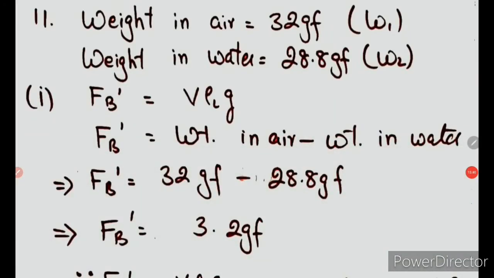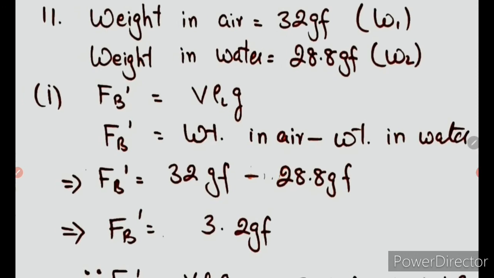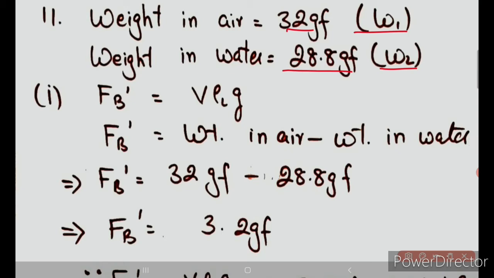So coming to the solution of number 11, the weight in air of the solid is 32 gram force, let it be W1. The weight of the solid in water is 28.8 gram force, which is W2. Now the first part is asking us to find the volume of the solid. To find the volume, I am using the formula upthrust equals V rho L g. Now upthrust is equal to the weight in air minus weight in water.